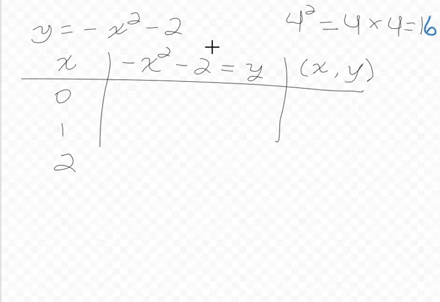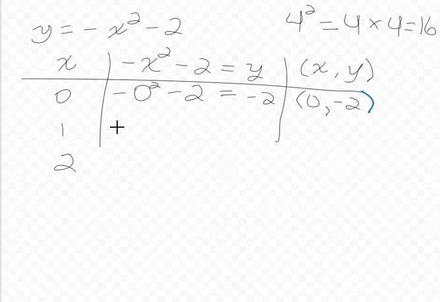Here our x value is 0. So I'm going to substitute 0 anytime I have x. So I have negative 0 squared minus 2. Well, 0 times 0 is 0, and negative 0 doesn't matter, it's just 0. So I basically have 0 minus 2, which is negative 2. My x value is 0, and my y value is negative 2.